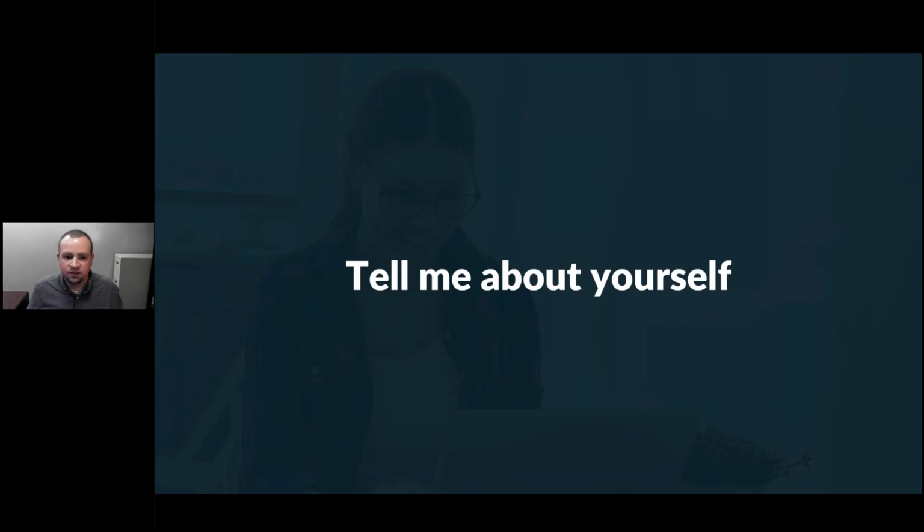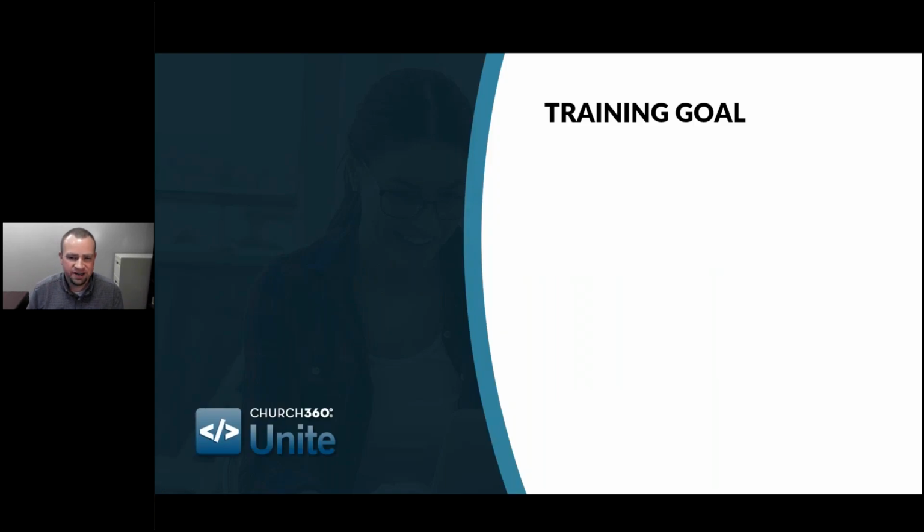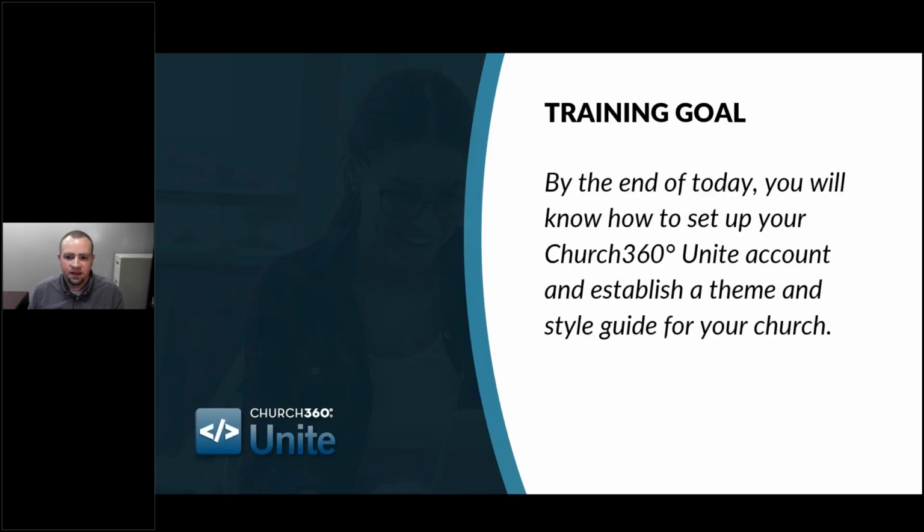All right, well, we're going to continue diving in. So our training goal for today is that by the end of this session, you will know how to set up your Church360 Unite account and establish a theme and style guide for your church. And I'm going to say that you'll know how to do that. I'm not going to say you're going to be an expert at either one of these things. Setting up your account's not too hard. Creating a theme and a style guide that works for your church is going to take some tweaking and probably some collaboration, but at least you'll know how to do it.